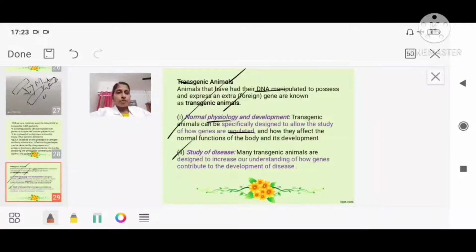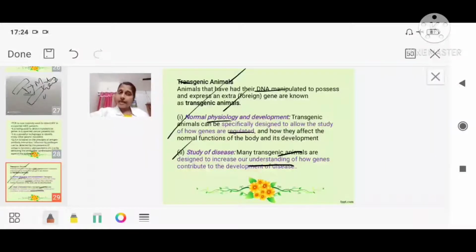This transgenic organisms, okay. So many transgenic animals are designed to increase our understanding. So we are understanding better. Why? Because we are introducing that gene into an animal and I am watching that animal, what is the effect in them, how they are suffering, what are the symptoms which are produced, okay. All these things I can learn from observing the animal closely under laboratory conditions, okay. So understanding how genes contribute to the development of the disease, okay. So how the gene is responsible for causing that disease, what is the product obtained and what are the symptoms which are developed because of the same. Like that I can learn about the disease by using what?